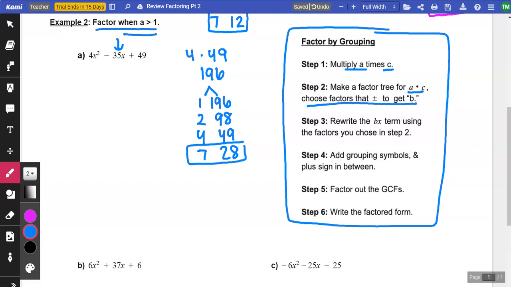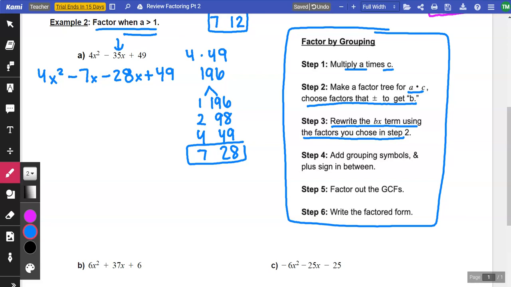So now we're going to rewrite the bx term using the factors that you chose in step 2. So we're going to rewrite -35x using the 7 and the 28. So 4x squared, 7x, 28x, and 49. All right. So we know the 49 is positive. Let's put that plus sign back in. Now, if I want 7 and 28 to be combined to get -35, I need both of them to be negative. -7 minus 28 is -35.